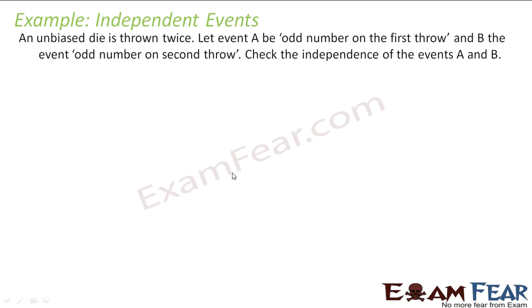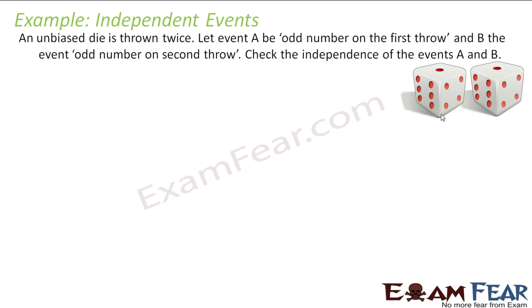An unbiased die is thrown twice. Let A be the odd number on the first throw and B be the odd number on the second throw. Check whether they are independent or not. See, logically, you can say that yes, it is independent, because whatever number you're getting in the first die is independent of whatever number you're getting in the second throw. They're all independent. But let's prove it logically also.